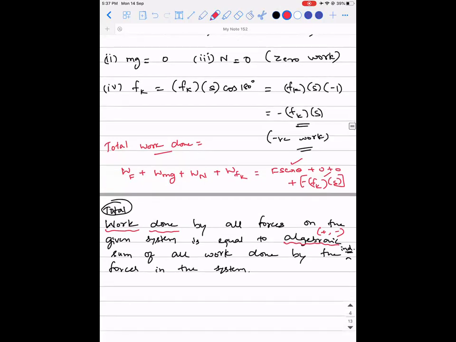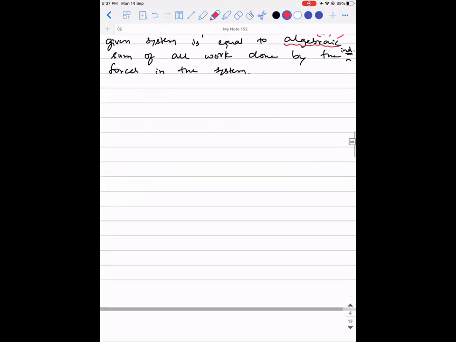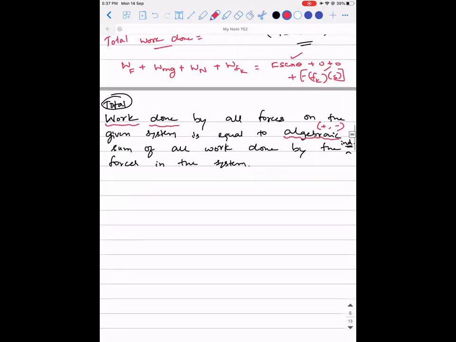Yes, sir. So these are all the formulae that you can apply when you're dealing with forces which are constant in nature. Okay. So I hope you understand what we mean by constant forces.